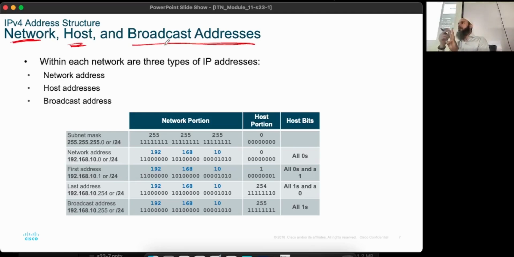One is the host address, which is the IP address. The whole IP address is the host address. You have already seen how to calculate the network address. Take the subnet mask, zero out the host portion, and you get the network address. If you turn the host portion all to zeros, you get the network address. If you convert host bits all to ones, you get what is called the broadcast address.